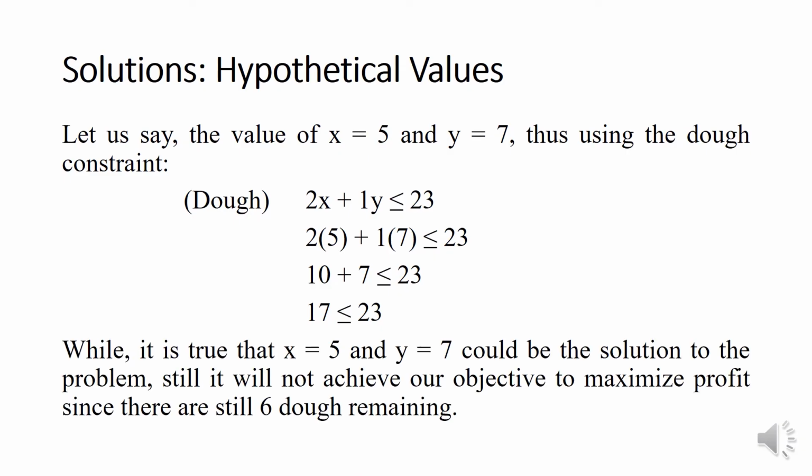While it is true that x equals 5 and y equals 7 could be the solution to the problem, it will still not achieve our objective, which is to maximize our profit, since there are still 6 dough remaining. If we produce 5 pizzas and 7 burgers, it could be a feasible solution, but it does not maximize our profit because 23 minus 17, we still have 6 dough remaining, and we could produce something out of that.